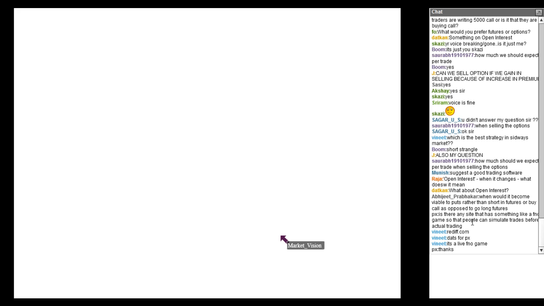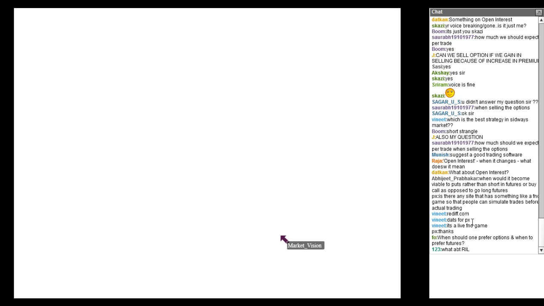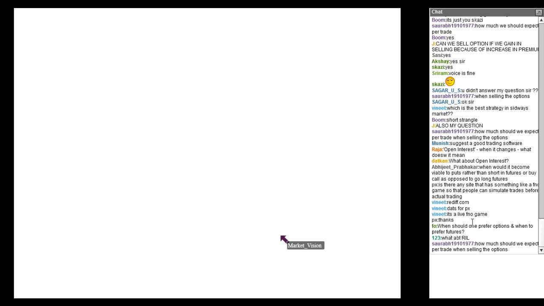Would it be viable to use puts rather than short in futures? Yes, but puts have a premium. If you go short in futures and the stock goes down 1 rupee, you make a profit. Versus a put, if you pay a 5 rupee premium, the first 5 rupees won't make you a profit, might not make you a profit, I'm saying. And it depends on when it goes, so you've got to time it right as well.